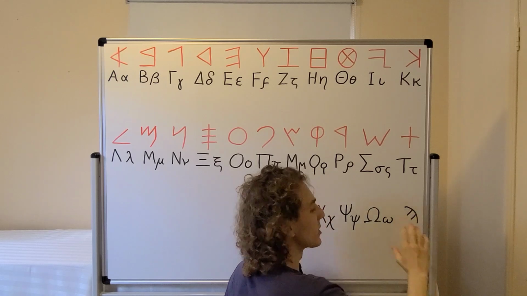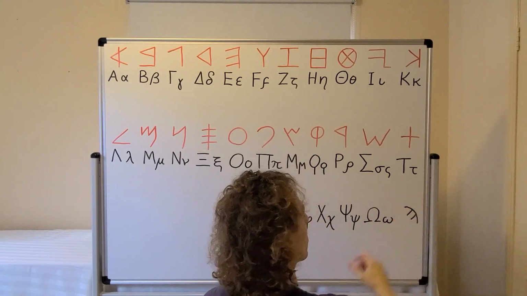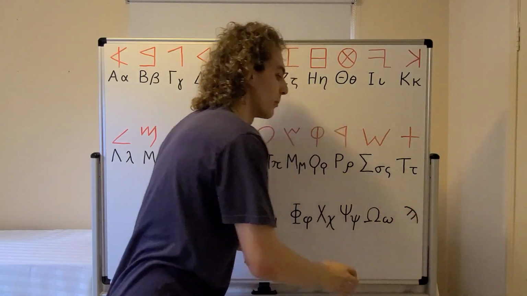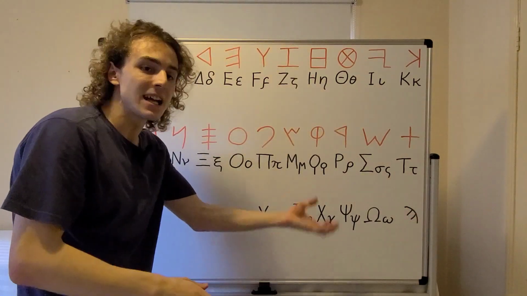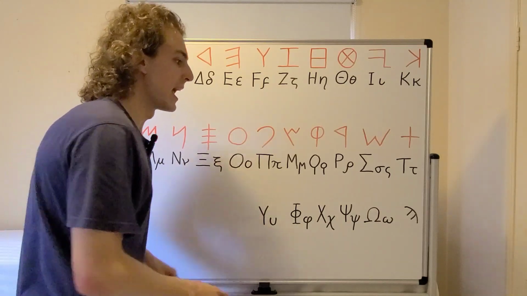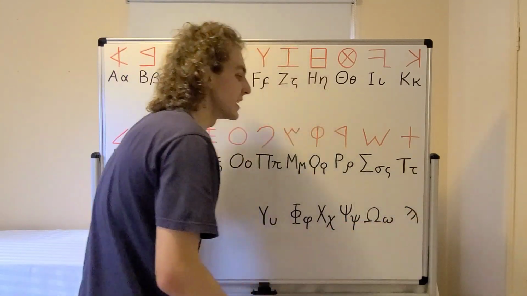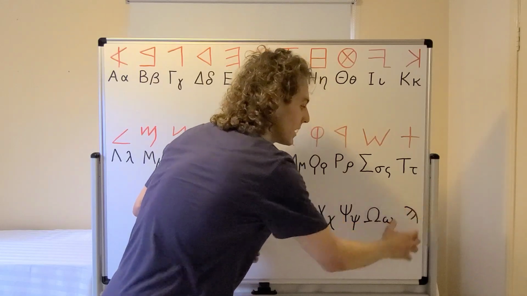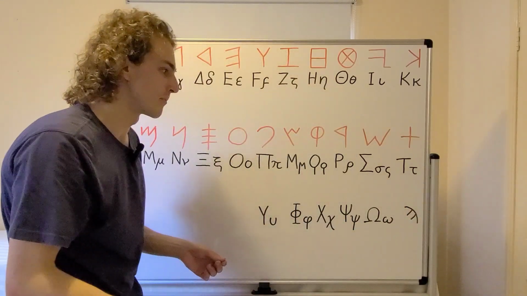There are some alternative forms for sampi as well. So it's not used to actually write Greek, but it was an archaic letter that was used in some varieties of the Greek alphabet. And we're only adding it here because it serves as a numeral. So the numerical value associated with sampi is 900.